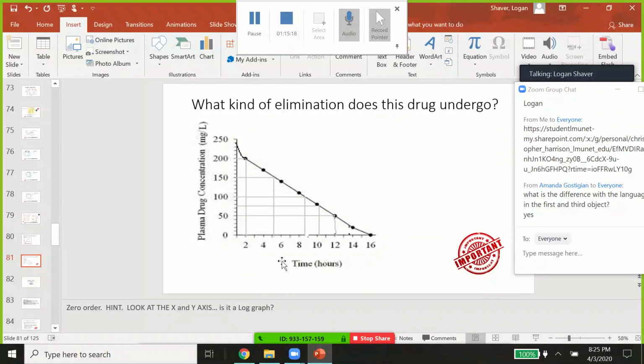And then this is a zero order, mainly because you've got to look at the x and y axes at all times, right? And it's a straight line. Straight lines, of course, you do have to read the axis, are typically going to be zero order almost every time.